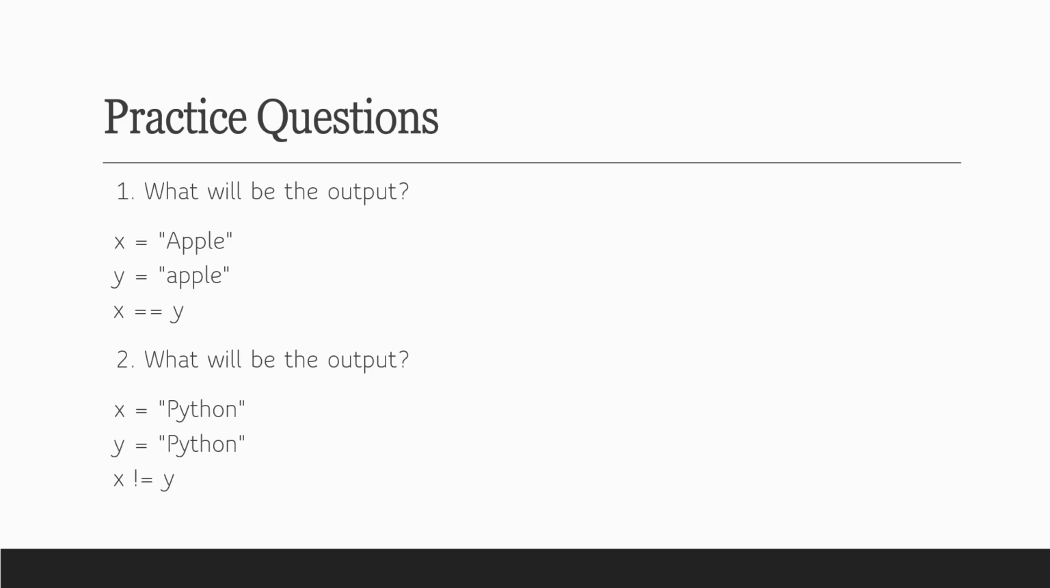Question 2. What will be the output? The value of variable x is Python. The value of variable y is Python. We are checking whether x is not equal to y. Observe both words carefully and decide what the result will be. Pause the video if needed, think about both questions, and share your answers in the comments section.